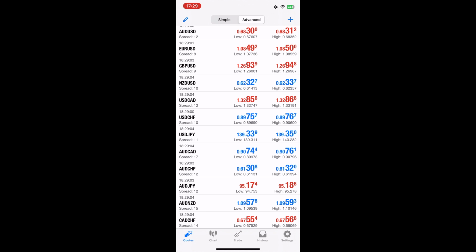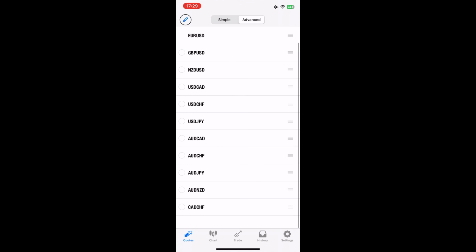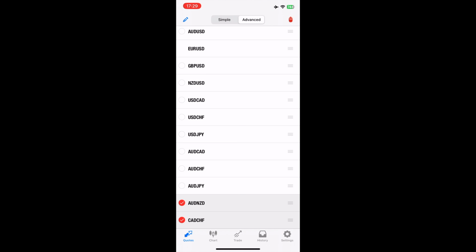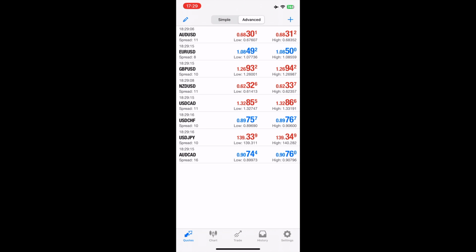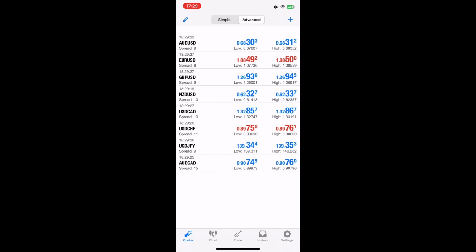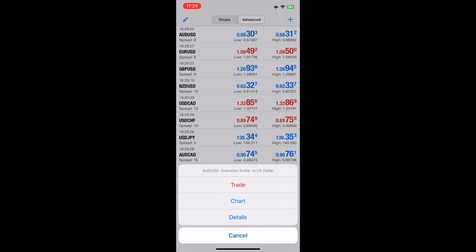You can see all the ones I've added are down here. And if I want to remove, just click on this pencil and click the ones you want to remove. I can decide to remove these four and click this, and then they have been deleted. So this is where we add and remove currencies. Now, if I tap AUD USD, for example, these options are going to show down. You can see trade, chart, and details.